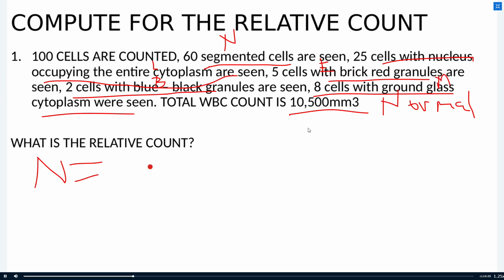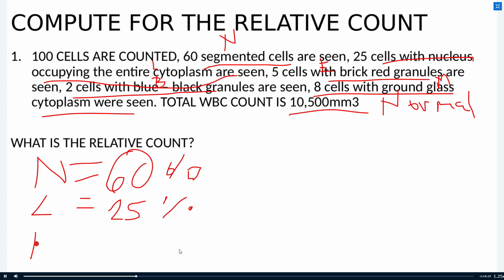Okay, monocytes. So, based on this, sabi ang first rule, kapag normal ang WBC count, pasok sa reference range, you're just going to report it as is in percentage. So balik ako sa tanong ko, what is the relative count of your neutrophil? 60%. Very good. How about your lymphocyte? 25%. Do not forget the unit. How about your eosinophils?